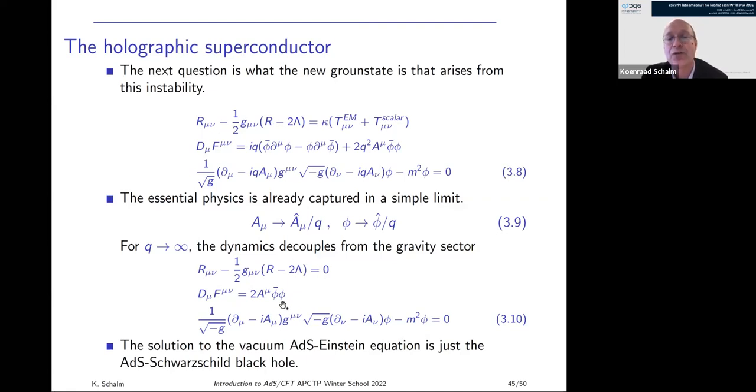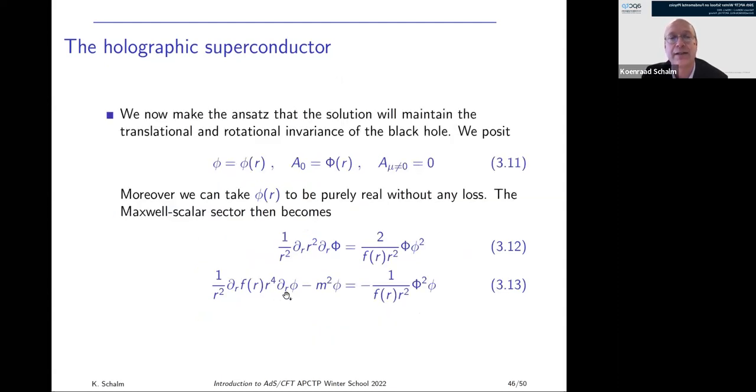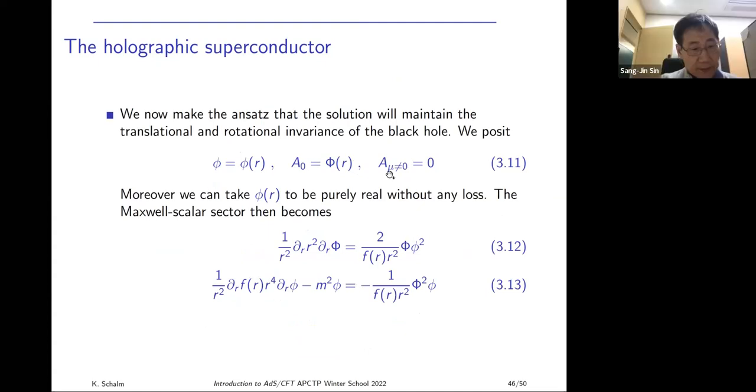As I said, you can study the whole system, but this already captures the essential physics, because what we're trying to understand is whether there's a solution where phi is finite. So let's make an ansatz that will maintain the translational and the rotational invariance of the black hole. So we assume that phi is only a function of the radial direction, and we assume that the electrostatic potential is also a function of the radial direction. And then all the other components of the vector potential are 0.